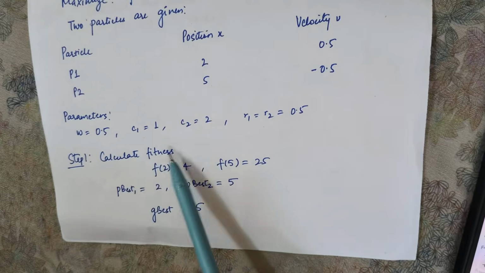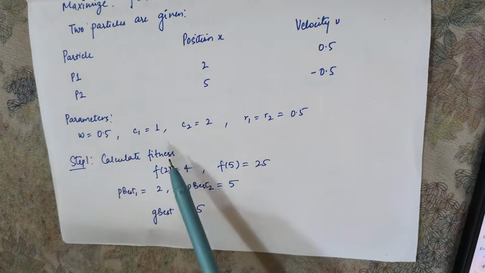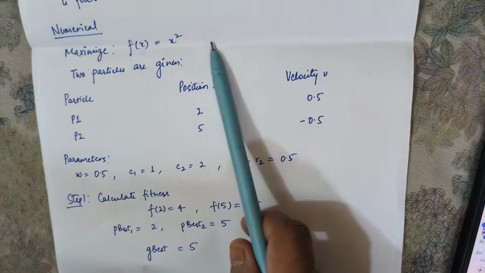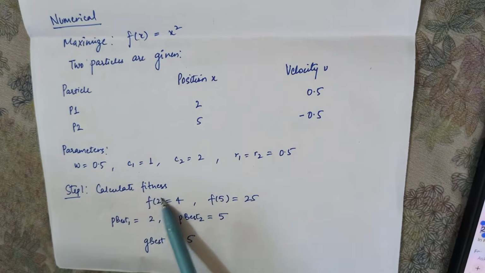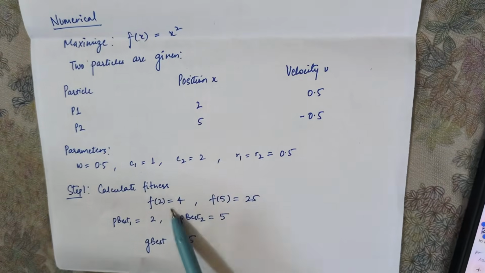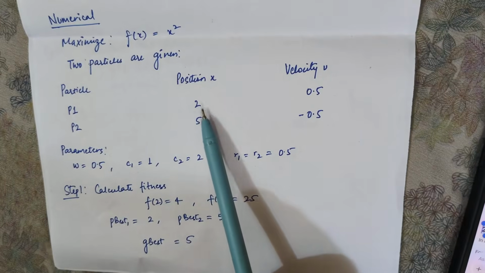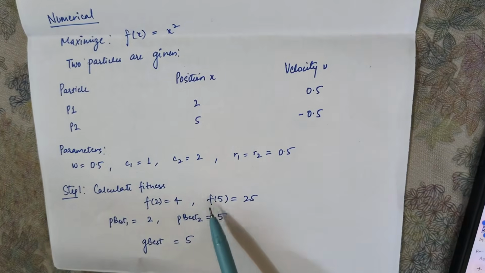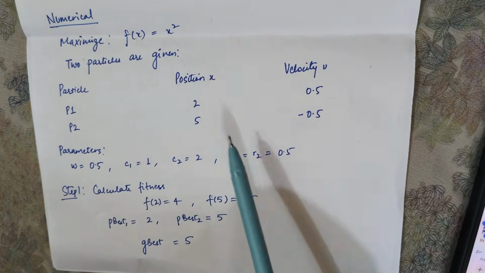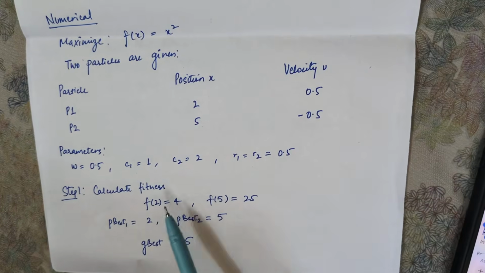Step 1 is to calculate the fitness. For calculating the fitness, you will use the function f(x) = x². So you will substitute the initial positions. f(2) equals 4, because you took the square, 2 squared is 4, and f(5), that is 5 squared, is 25. Now you will compare these two fitnesses.